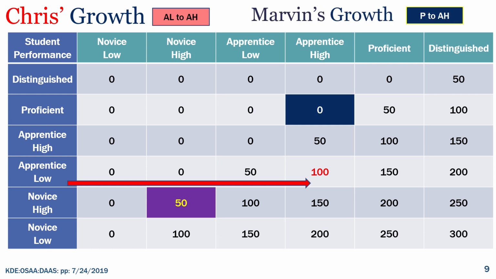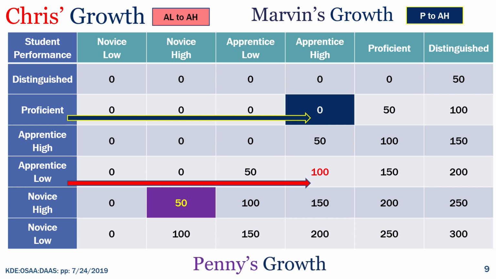Looking at Marvin in the navy blue, we see that Marvin scored Proficient last year. This year, his score dropped to Apprentice High. Marvin earned 0 points for the school because he did not show growth from last year. Finally, let's look at Penny in purple. Penny scored Novice High last year. This year her score remained the same at Novice High. Penny earned 50 points for the school by maintaining her performance level with the increasing academic rigor.